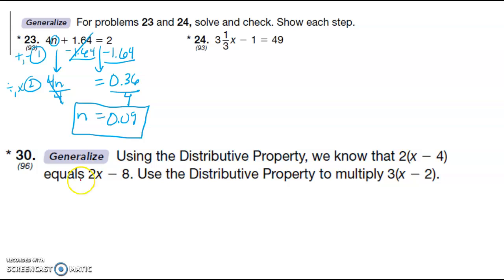So let's see here. Okay. So number 24 is a two-step problem. The first thing we're going to have to do is add or subtract. We're trying to get rid of this 1, so I have to do the opposite of what is currently happening. The 3 and 1/3 x is going to come down. 1 minus 1 is nothing, and I get 48.